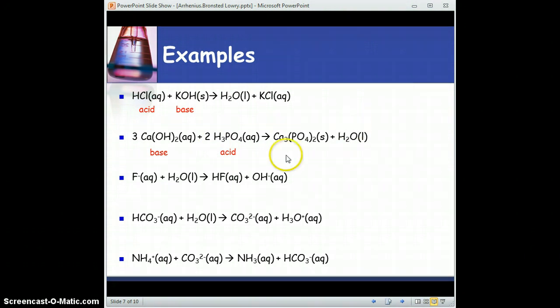Let's try this third example. It's a little more unconventional. In the first two examples, hydrochloric acid we know is an acid, it's in the name, and phosphoric acid we know is an acid, it's in the name. But with this example, we're not really sure what is the acid and the base. So we really have to track what is happening to that hydrogen, that proton. Here we have fluorine. It's clearly the anion because it's negative and it's by itself.